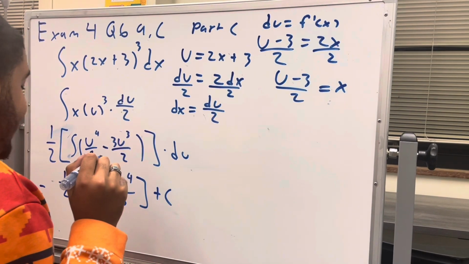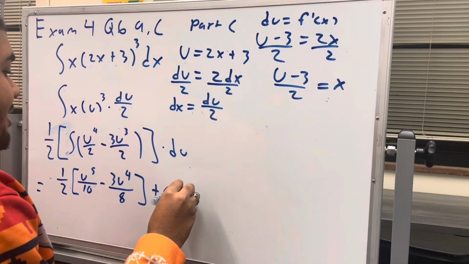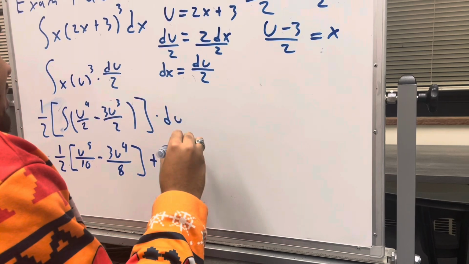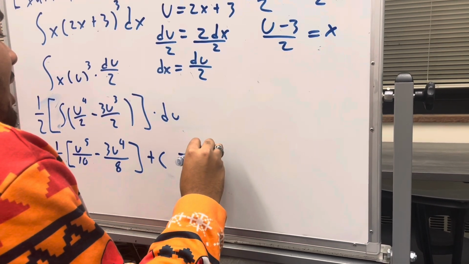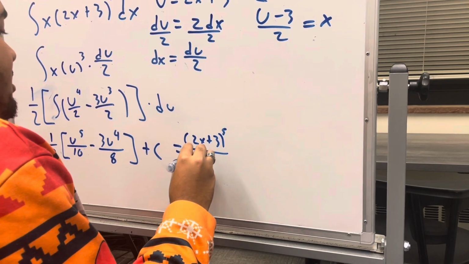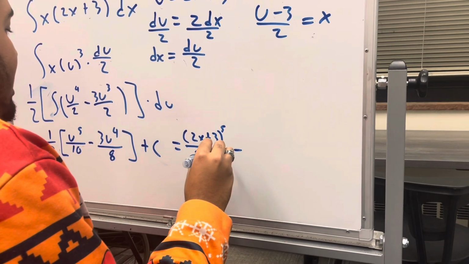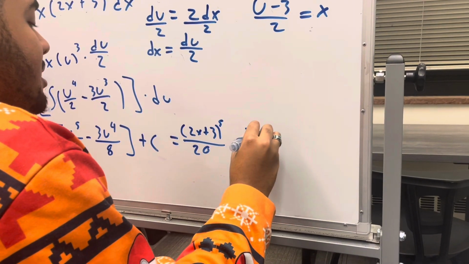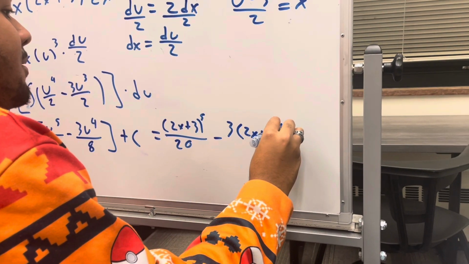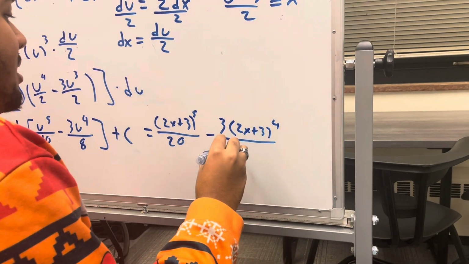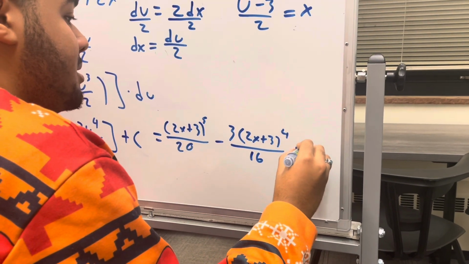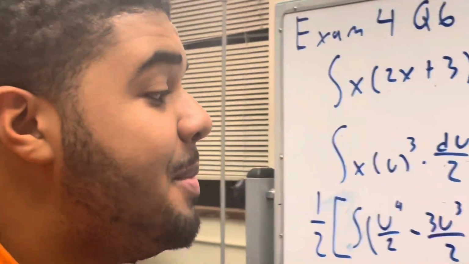Don't forget your plus c. And then your final answer, if you combine them and then plug in your u, you would get (2x plus 3) to the 5th over 20 minus (2x plus 3) to the 4th over 16 plus c. And that will be your final answer.